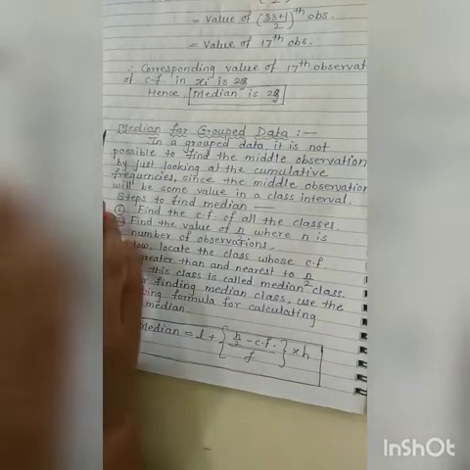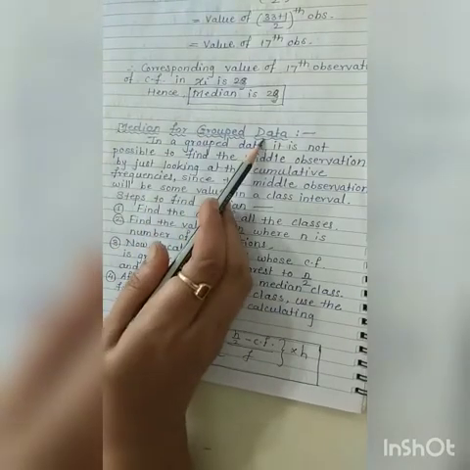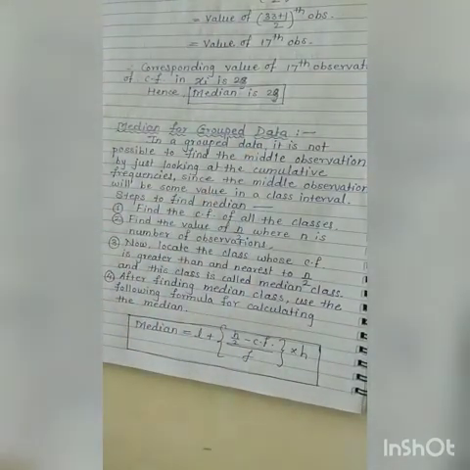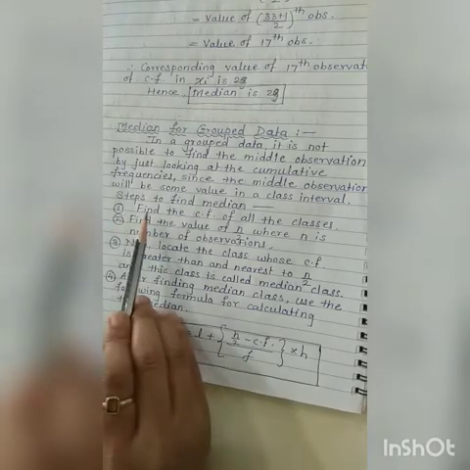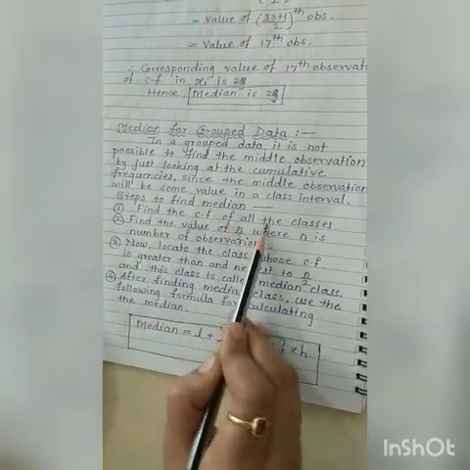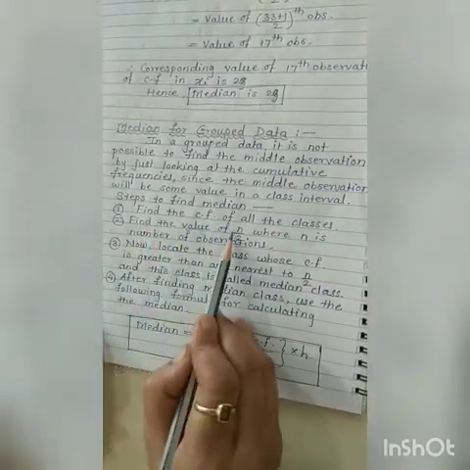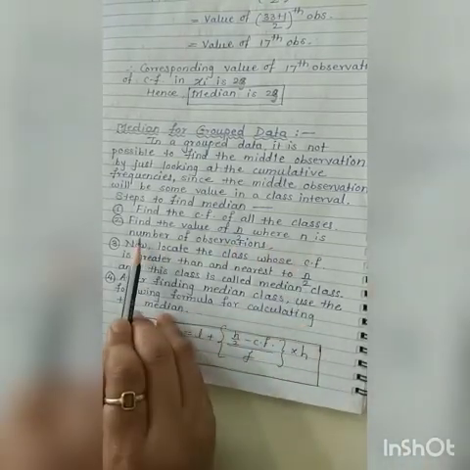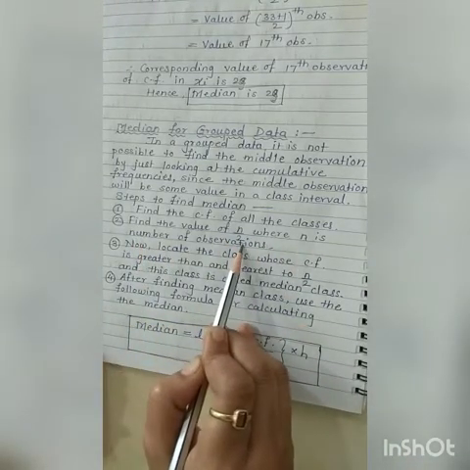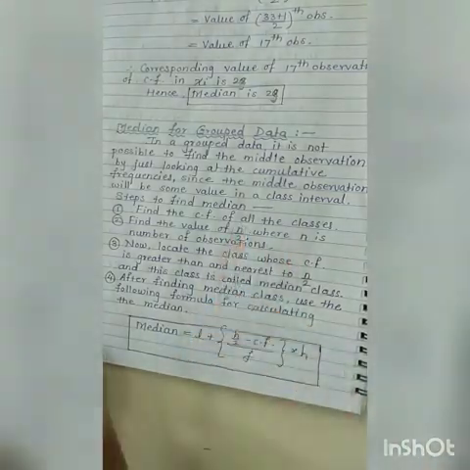Now students, let us see the median for grouped data. In a grouped data, it is not possible to find the middle observation by just looking at the cumulative frequencies, since the middle observation will be some value in a class interval. Now the steps to find median. First step is we have to find the cumulative frequency of all the classes. Then find the value of n by 2 where n is the number of observations.